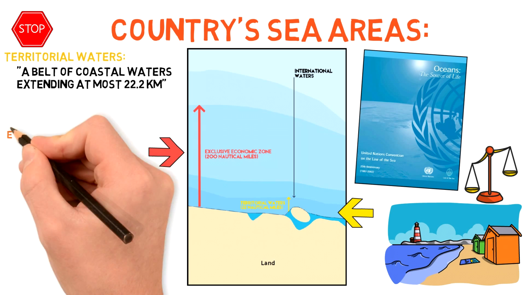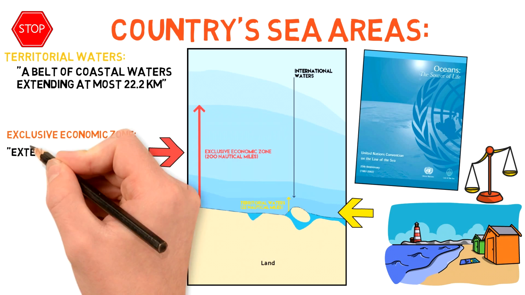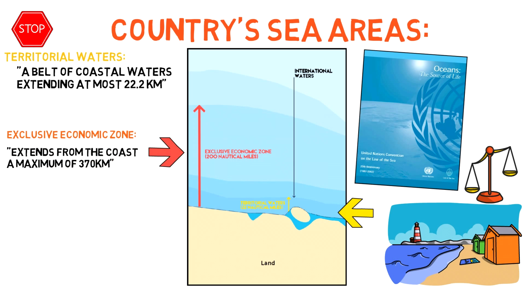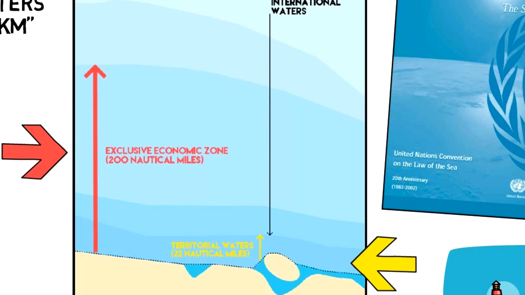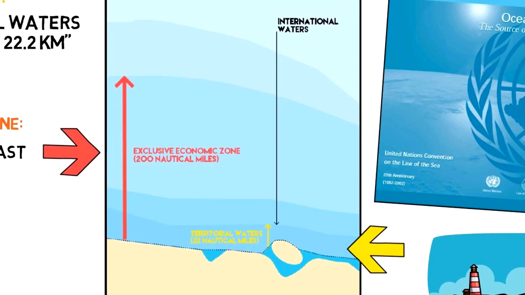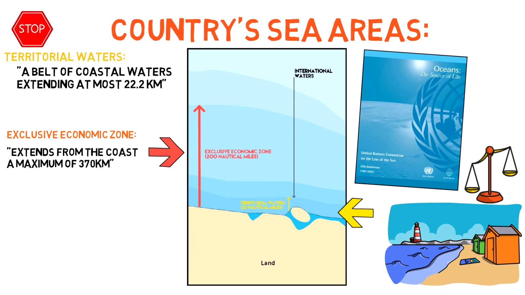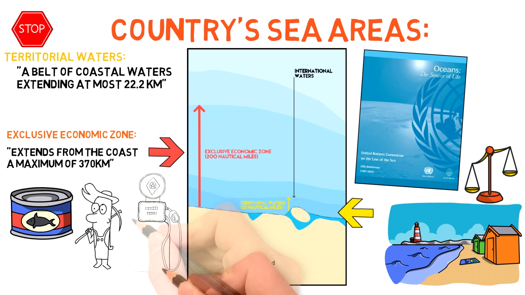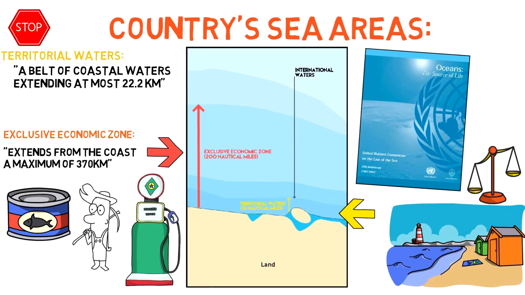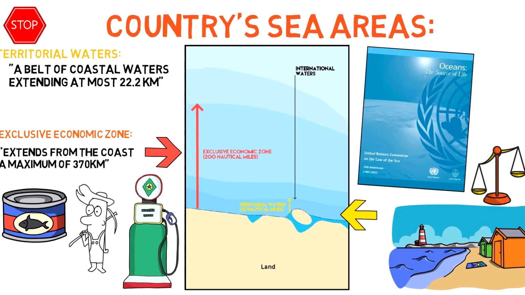Then after that, countries can claim their exclusive economic zone, which extends from the coast to a maximum of 200 nautical miles, which is around 370 kilometers. This means that the coastal nation has control of all economic resources in that area, like fishing, mining, oil exploration, etc. However, they can't prohibit other countries from passing through it, something that they can do in the territorial waters.